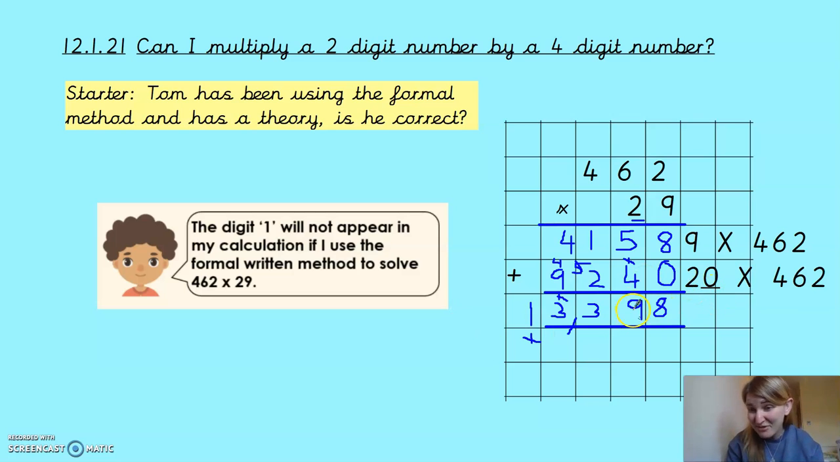Well, actually, he was incorrect quite a lot. We had 2 lots of 1 that we carried here. You can see I've crossed them out now, but we carried those. You've also got the digit 1 in 9 times 462, and then we've got it in our answer there as well. So no, Tom, you're incorrect, but we had to check it to see, didn't we?